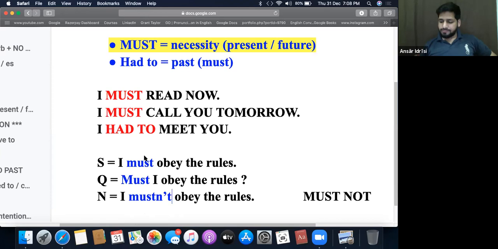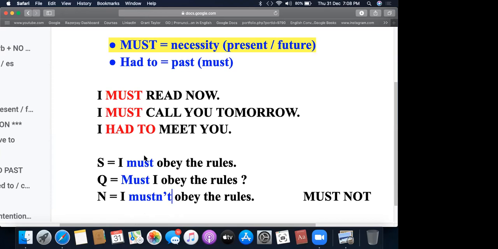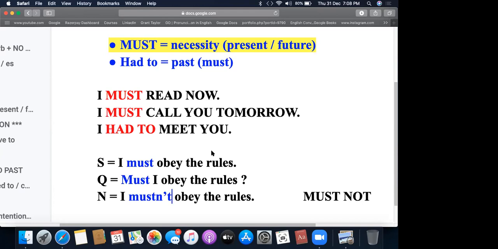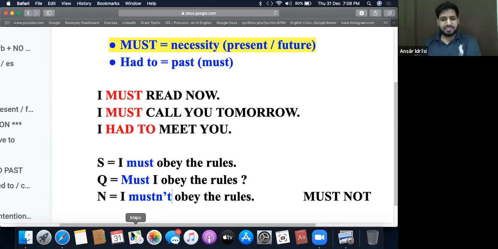Next. I must read the newspaper. Must I read the newspaper? I mustn't read the newspaper. Very good. Next. I must listen to the session. Must I listen to the sessions? I mustn't listen to the session.